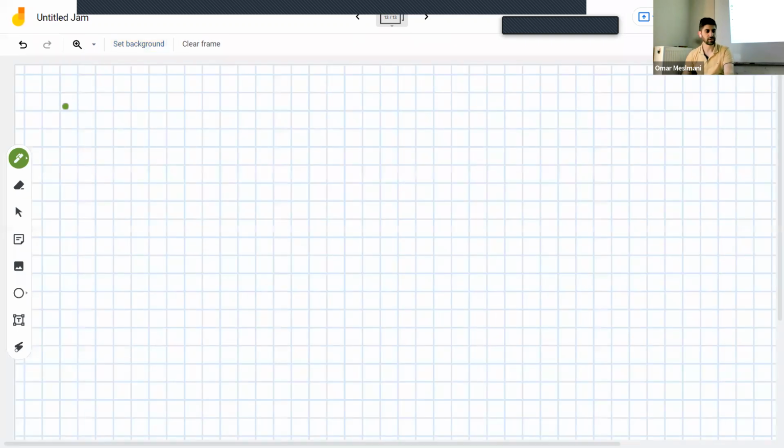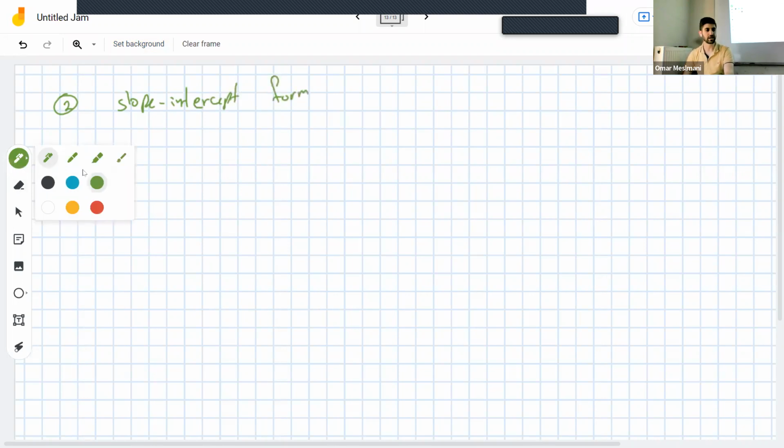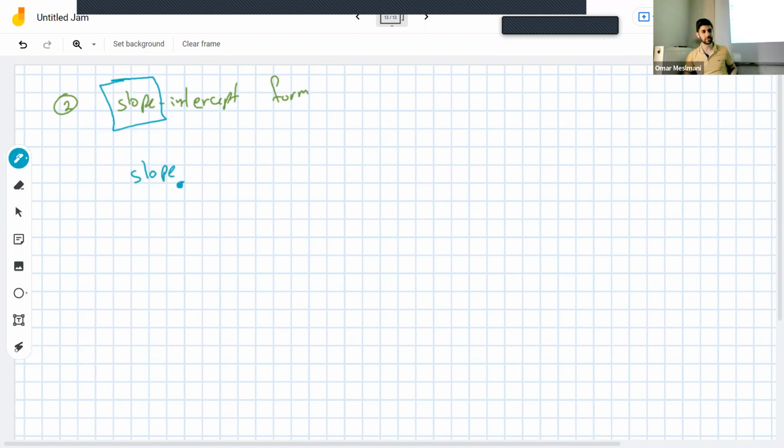Now, the second form, form number 2, is what we call the slope-intercept form. Now I have to introduce something new: the idea of a slope. Before I resume with the slope-intercept form, what is the slope? Who knows what the slope is? I guess you did study it before. What does the slope represent? Anyone?